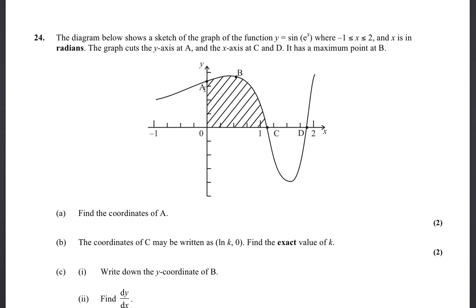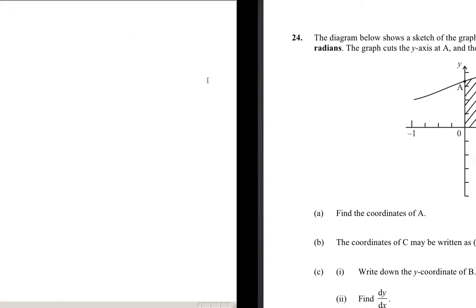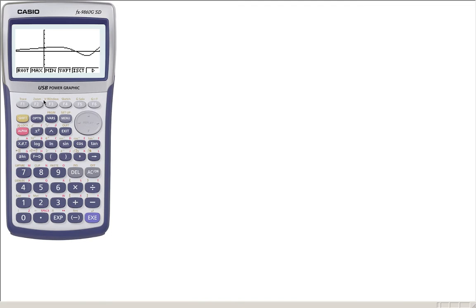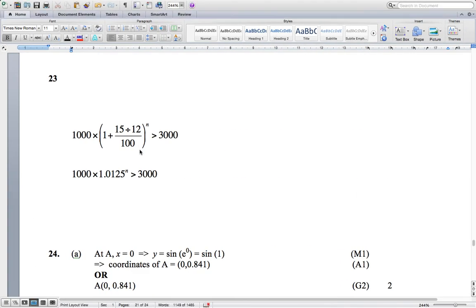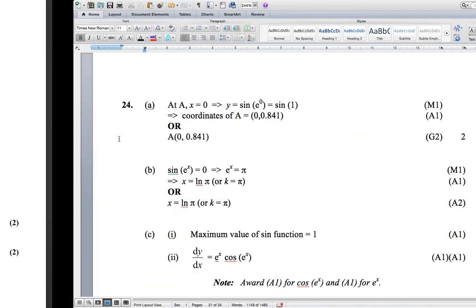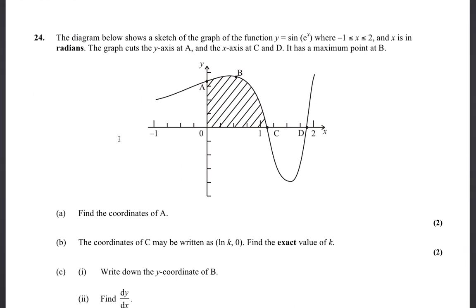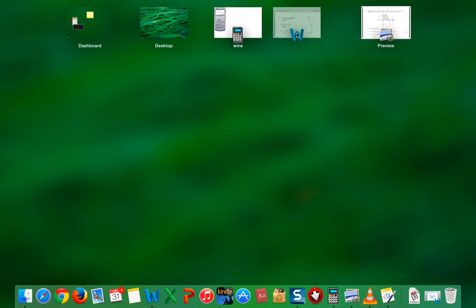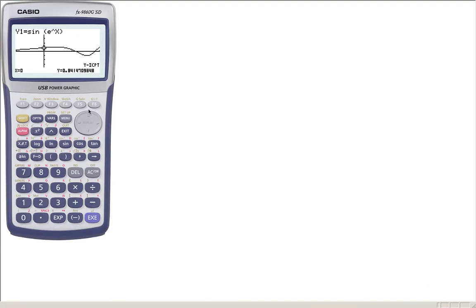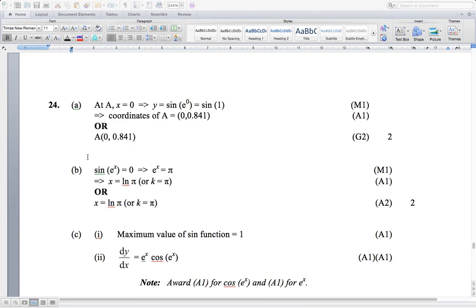Find the coordinates of A. So this is nothing but the y-intercept, G-Solve y-intercept. So the coordinates are 0, 0.841. Okay, so let us check the answer. Yeah, 0, 0.841. Okay, let us keep it here. Fine. So let me change the scale, make it, let's say, -2 to +2. Yeah, this is better.